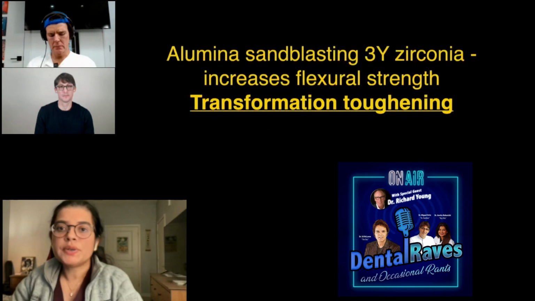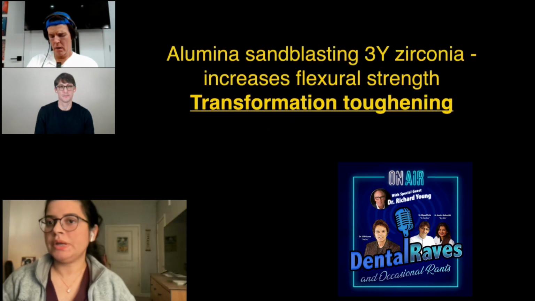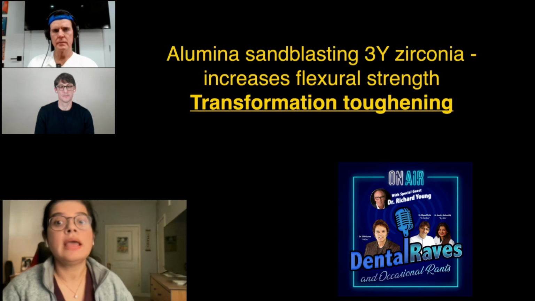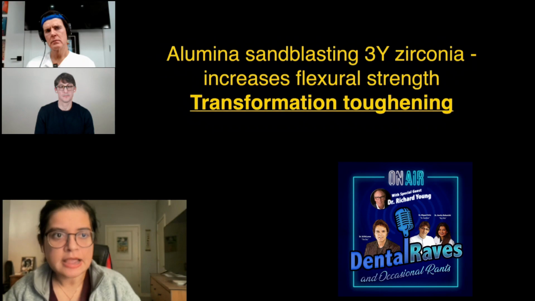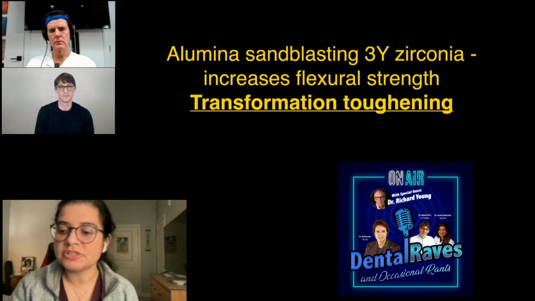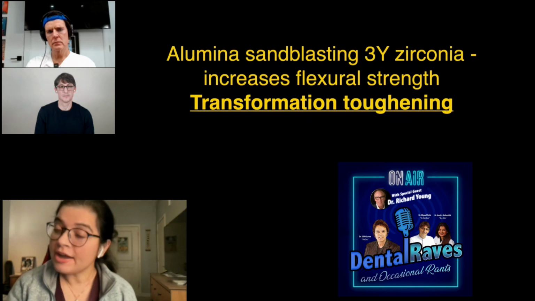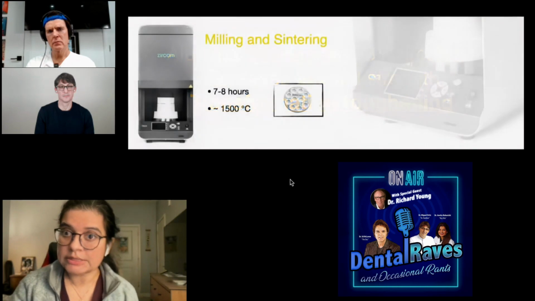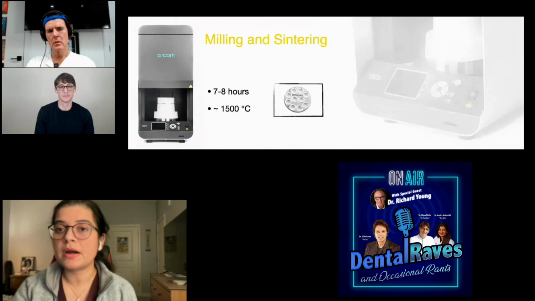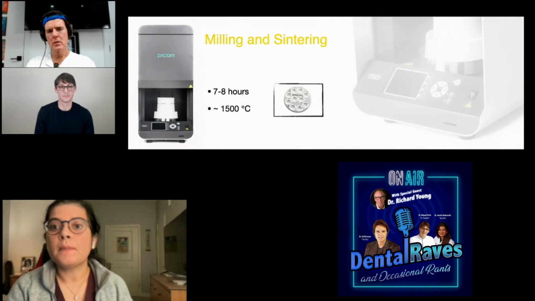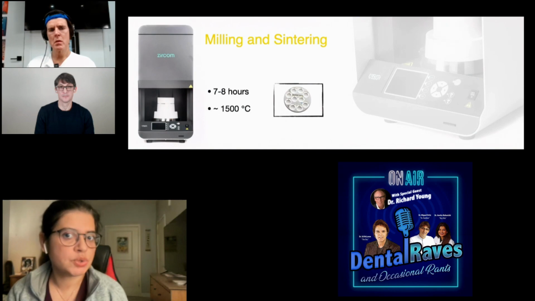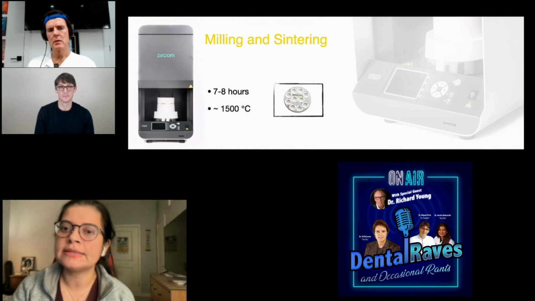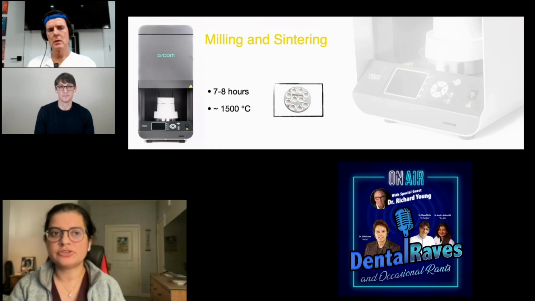We all know that alumina sandblasting of 3Y zirconia causes an increase in flexural strength, and this is attributed to the property called transformation toughening. Without getting into further details, let's talk about what surface treatment of 5Y or 5 mole percent zirconia does to its mechanical properties. For this paper, we milled some discs per ISO 6872-2015 standards and then sintered them per manufacturer's instructions.